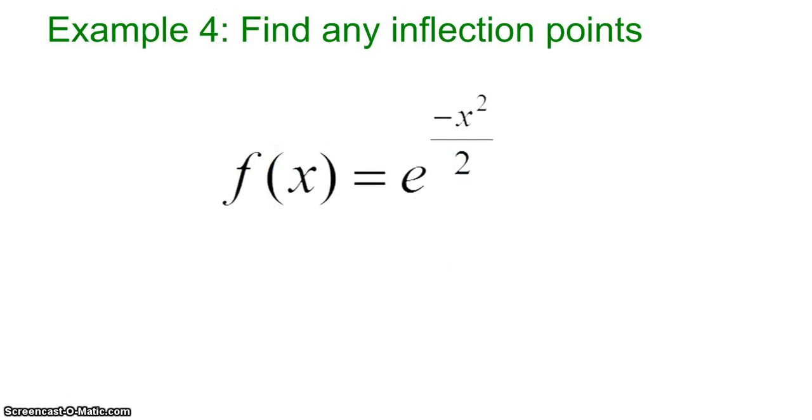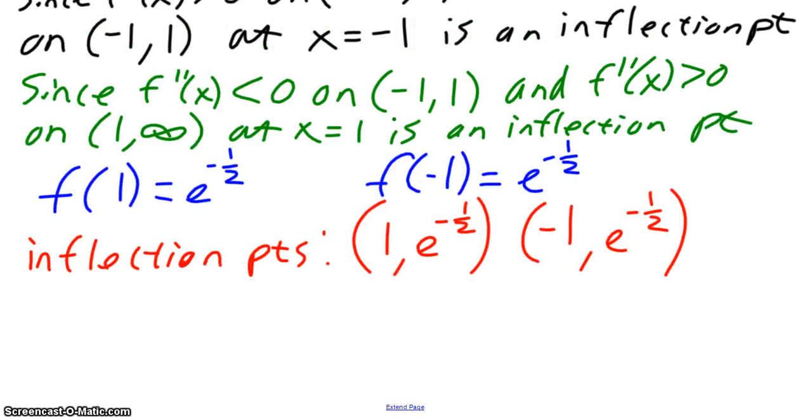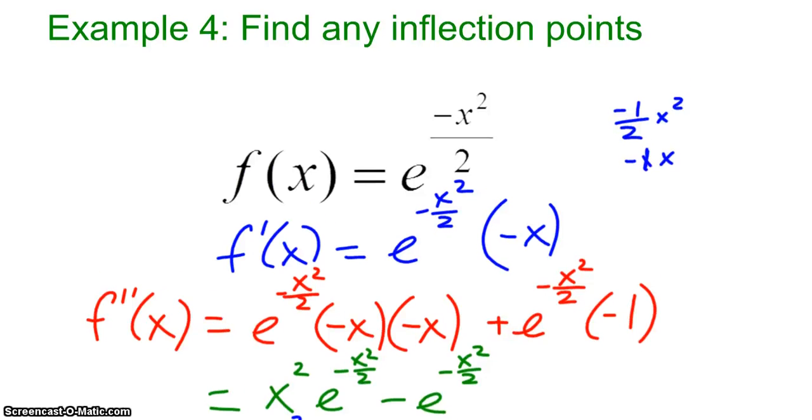Okay, so find any inflection points. Pause the video, unpause when you're ready to check your work. Alright, so we should end up with 2 inflection points. One of them is at the point 1, e to the -1/2, and the other one is at the point -1, e to the -1/2. So how do we come up with that?